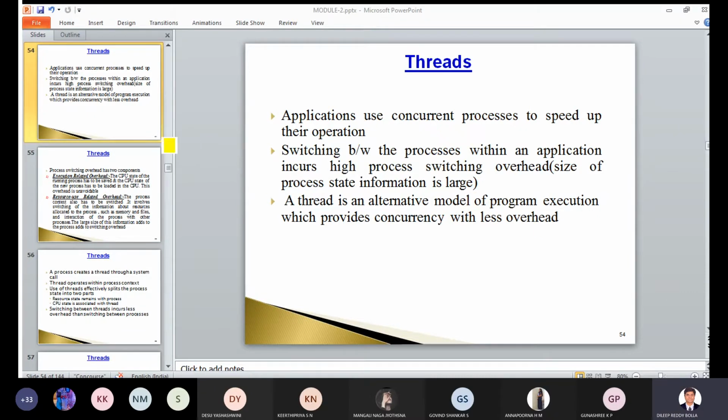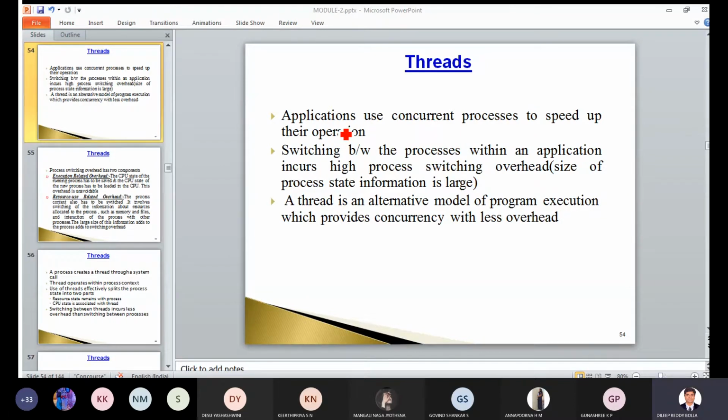Now, what is that here in switching? You can see this here. The switching is going to happen. Switching between what? Switching between the processes. Between means what? From one to another. So it's like moving from one to another. Switching will happen from one process to another process.